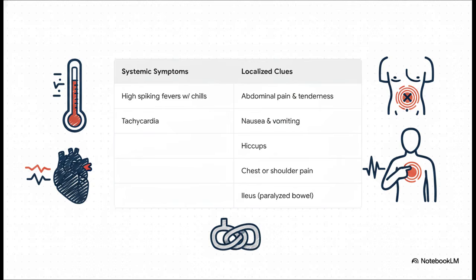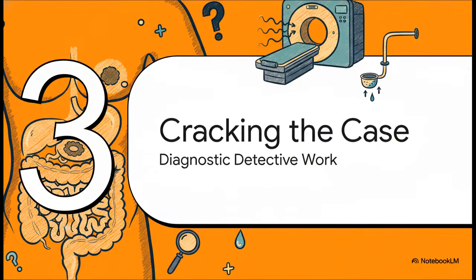But then you get the more localized clues, and these can be super helpful. For example, if a patient just can't stop hiccuping or they have pain in their shoulder, that could mean an abscess is up high, irritating the diaphragm. Pretty clever, right? So, we've got our suspicions. The picture is coming together. Now it's time to prove it. This is the diagnostic phase, where we bring out the big guns to get a definitive answer.